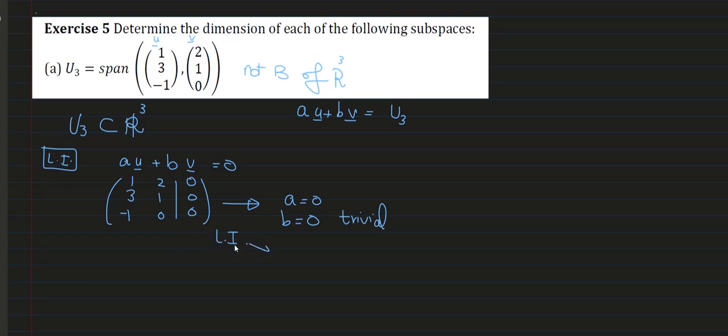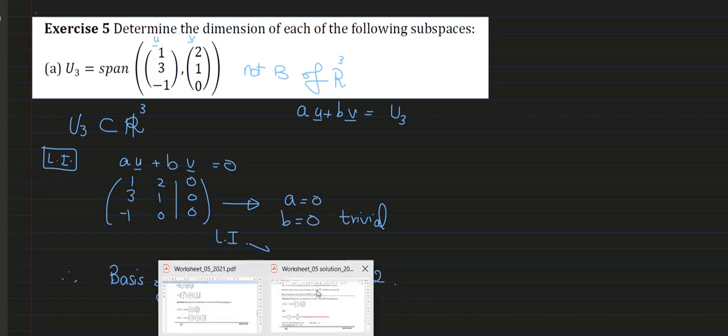If they are linearly independent, and they span U3, therefore they act as the basis of what? Of U3. And the dimension of U3, the dimension of the basis set of U3, will be what? Equal to their number, which is 2. Okay, we can go to the other exercise.